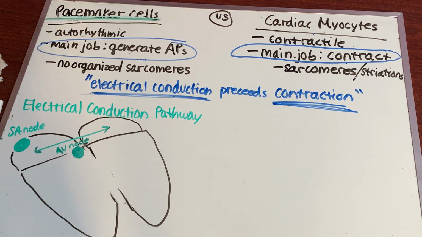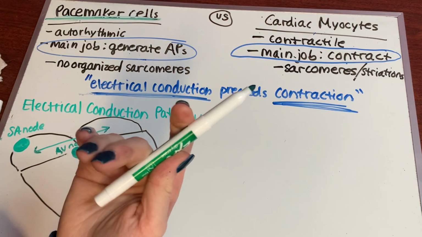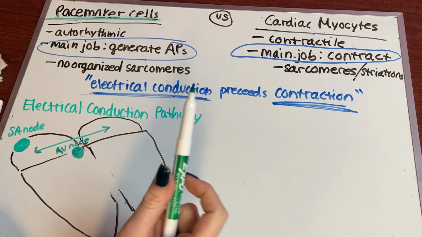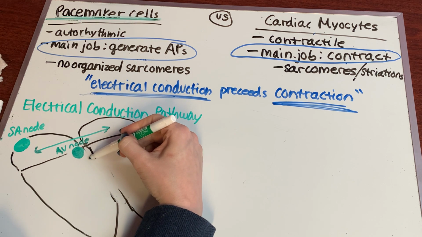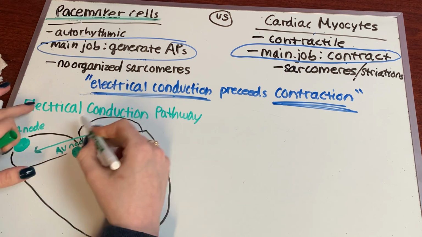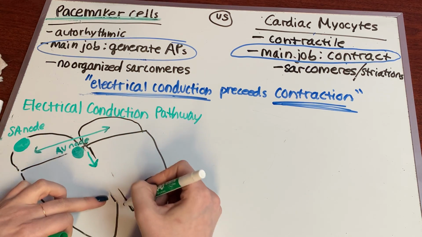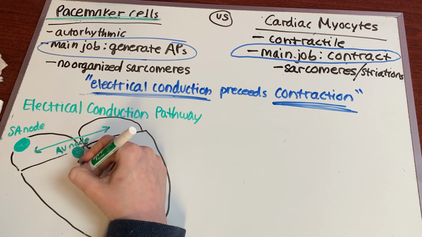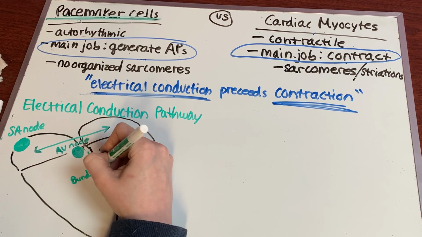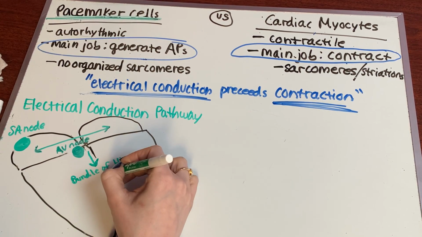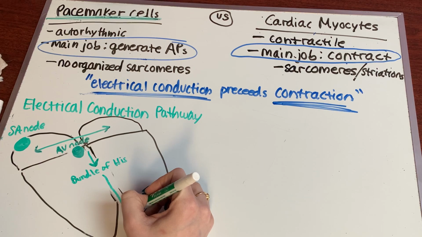You can think of septum as like a septum piercing for your nose, dividing your left and right nostrils. So the bundle of His is just that area being where the electrical conduction is being propagated down the septum of the heart. So I'm putting bundle of His. So it's going down this septum.